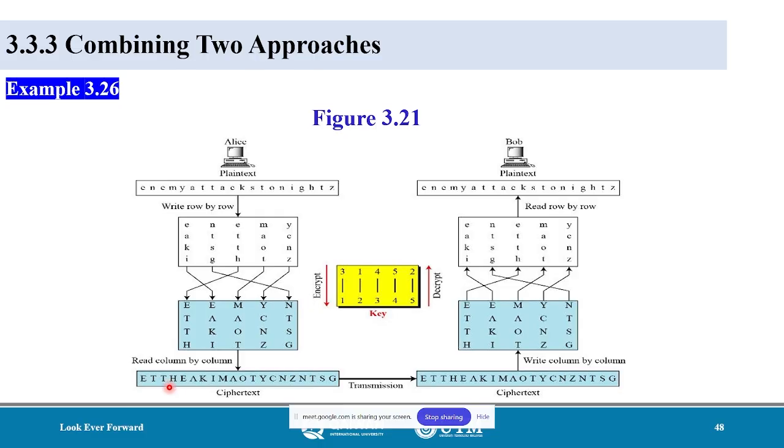Now read it column by column: EETTH, and so on. This is our ciphertext. We will transmit it, send it to, let's say, one of our friends, and then he will get it. However, he will try to reorder it.